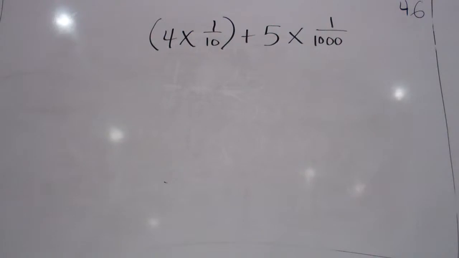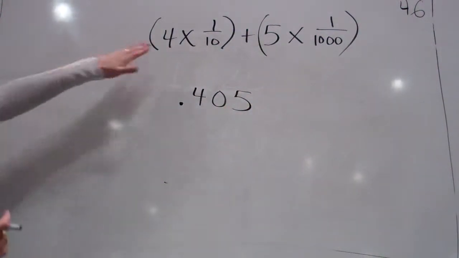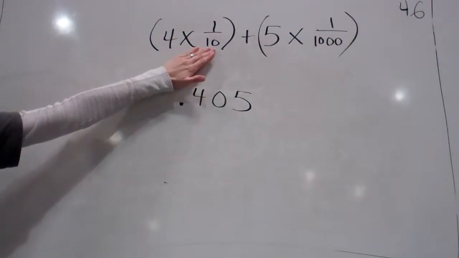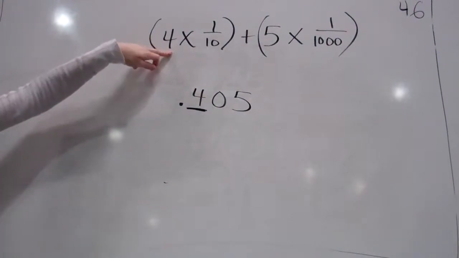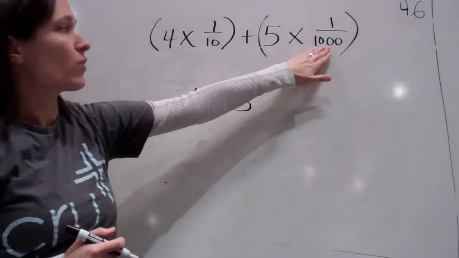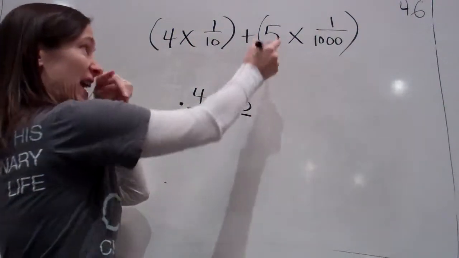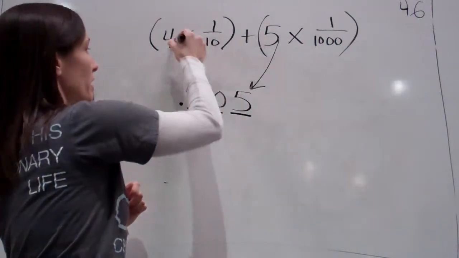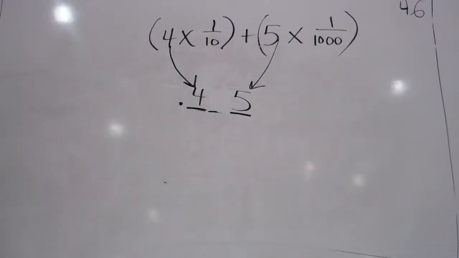Claire? 0.05. Points. I forgot to do this. Sorry. 0.405. Let's see if she's right. This one is saying it's in what place? Tenths, and it's going to be a number? Four. Four is in my tenths spot. This one says it's in what place? Thousandths. Tenths, hundredths, thousandths. And what number is it? Five. So five goes here and four goes here. But something has to go there. So you would add a zero. Excellent job. Got it? Everybody feel like they understand?